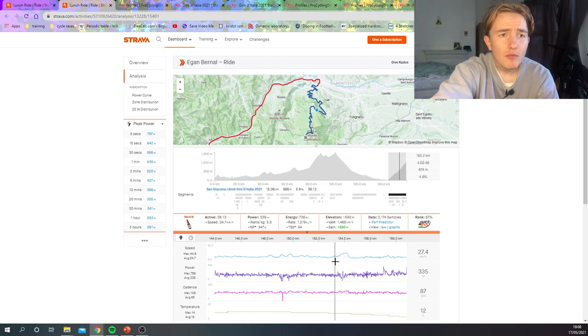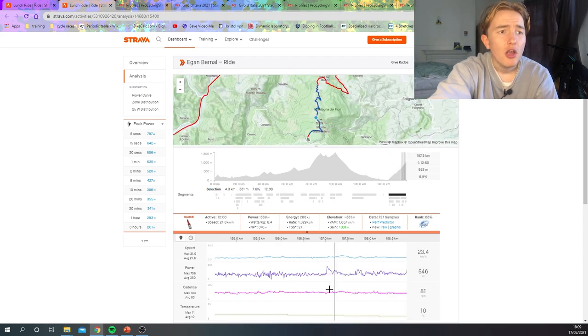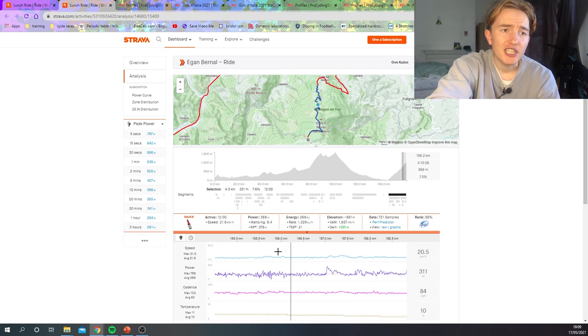So the key part to watch is basically the last part. The first part was really, really quick. You can see here, sort of 28, 30K an hour, hit 40K an hour at one point. But the key point is this here. The last 12 minutes were done at 6.4 watts per kilo, which is really where Danny Martinez went on the attack early on. They chased, but then he attacked across.